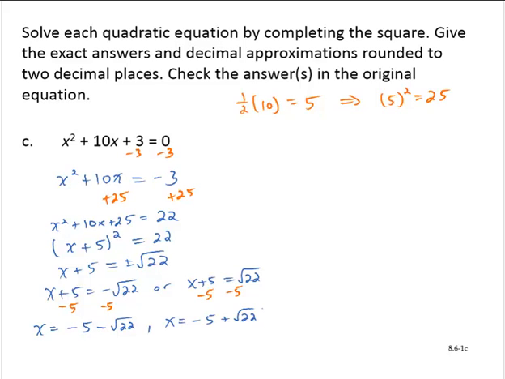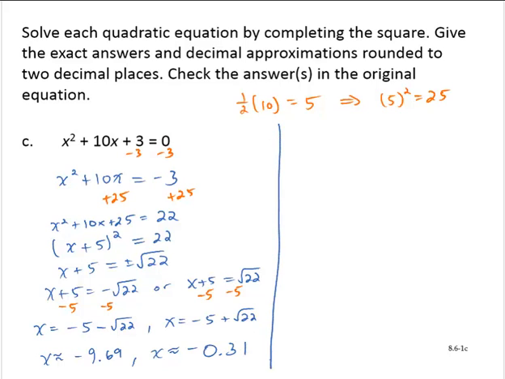Go ahead and find some approximate values for these. So negative 5 minus the square root of 22 is approximately negative 9.69. And negative 5 plus the square root of 22 is approximately negative 0.31.